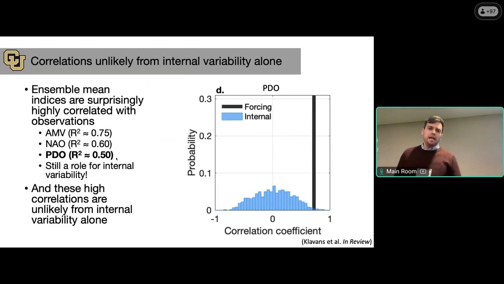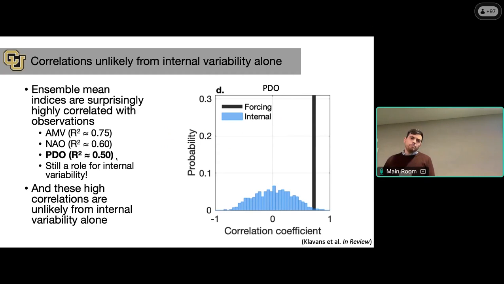In a maybe a little bit more straightforward 1D version of this, we can look at the distribution of correlation coefficients across the CMIP5 and 6 large ensembles, again, from just the internal variability of each ensemble member, versus the forced correlation. That's the black bar there. And you see that this forced correlation is only reproduced by like one out of 472 members. So we think it's unlikely that this high correlation is due to just internal variability.